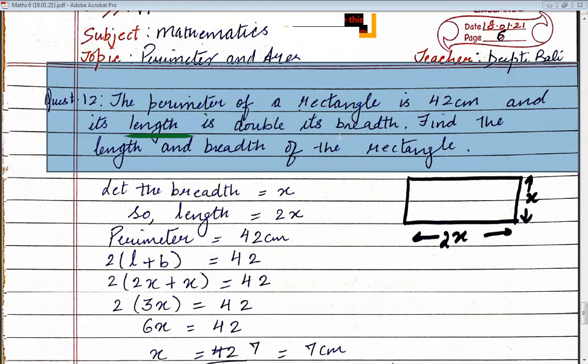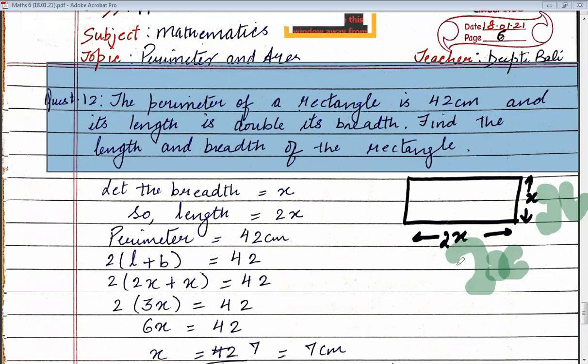Length is given double of its breadth. You know what is the meaning of double? It means twice. If one is x, another will be twice x. Because both the things are not given to us, we will consider that as x. So let us consider that breadth is x, and according to the question, our length will become twice x, because double means twice x.